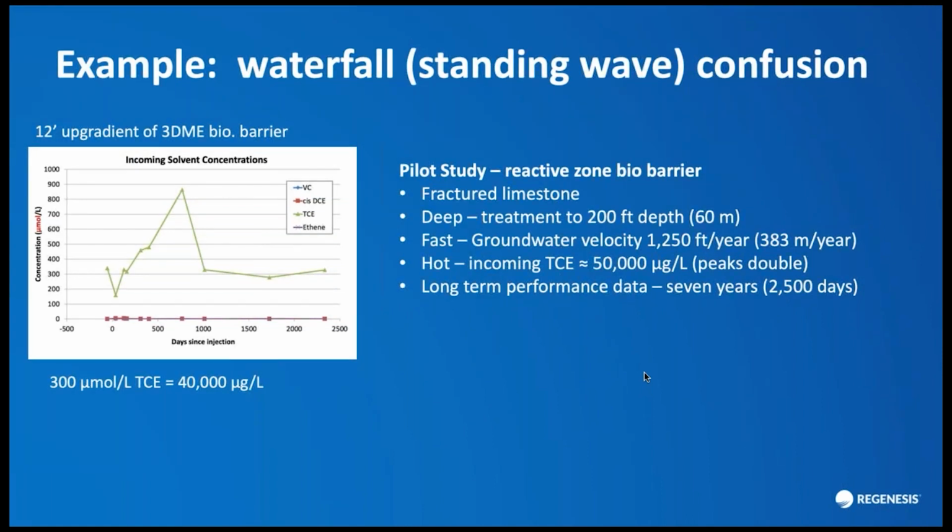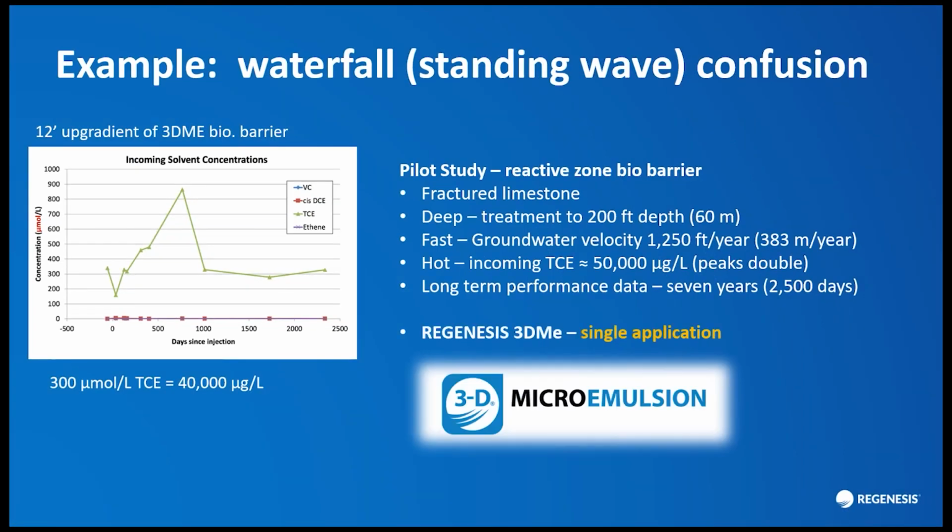We've got fast groundwater. It's reported as about 1,200 feet per year. I'm not sure if it's quite as fast as that, but we'll work with that for the case of the analysis. And it's hot. The incoming TCE is about 50,000 micrograms per liter, or double this at the peak. The graph that you can see on the left is in micromoles per liter. 300 micromoles per liter here is about 40,000 micrograms per liter, 40 ppm of TCE. And we've got about 7 years of performance data on this pilot project.